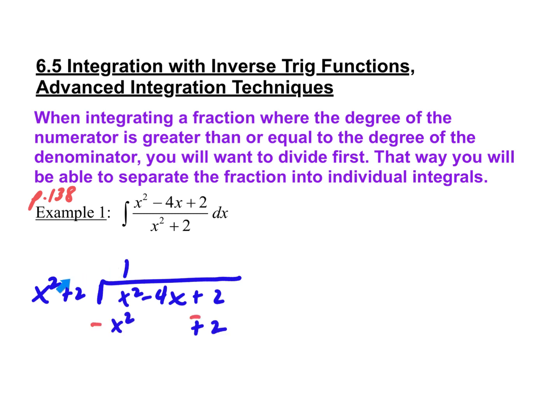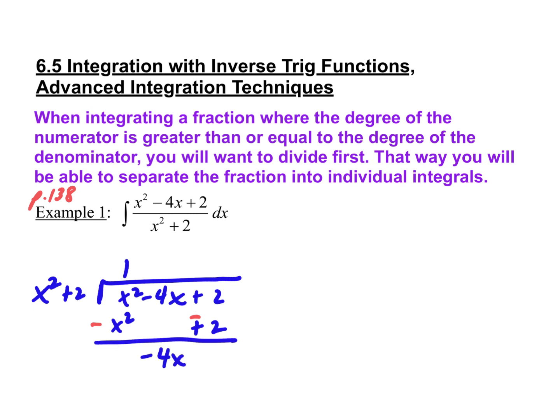Okay, and then you multiply this by that and subtract, right? That's the regular division algorithm. So x squared plus 2, but then I subtract, which essentially changes the signs. Okay, so the x squareds cancel out. That should always happen. I still have a minus 4x, and then the 2's cancel.